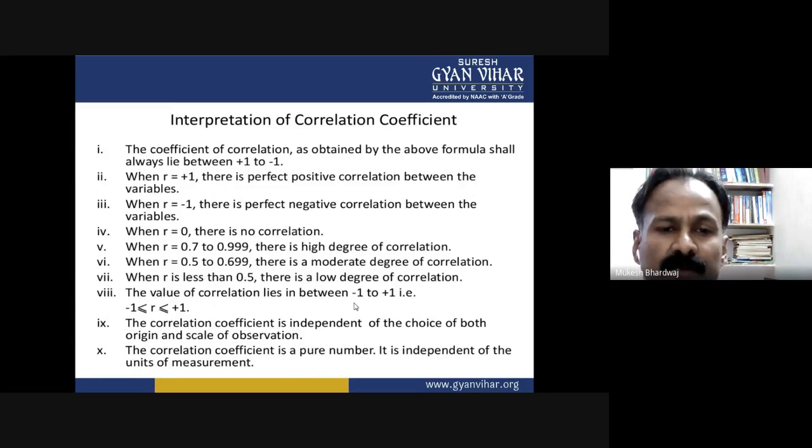The value of correlation lies between -1 and +1, that is, r is greater than or equal to -1 and less than or equal to +1. The correlation coefficient is independent of the choice of both origin and scale of observation. The correlation coefficient is a pure number. It is independent of the units of measurement.